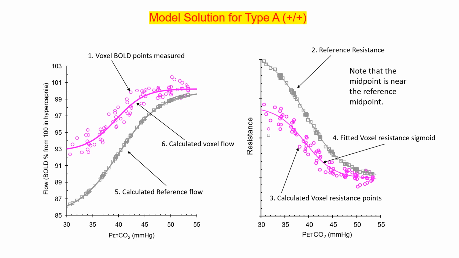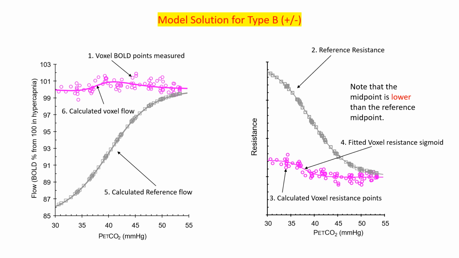The model solves for each flow or BOLD data point in the left graph to get the voxel resistance value points on the right graph. These calculated resistance points are fitted with a sigmoid, the purple line in the right graph, for which an R-squared value of the fit is calculated. The model also calculates the reference flow values in the left graph and the sigmoid fit. And it calculates the voxel flow response, which you can see in the left graph is sigmoidal and fits the data points well.